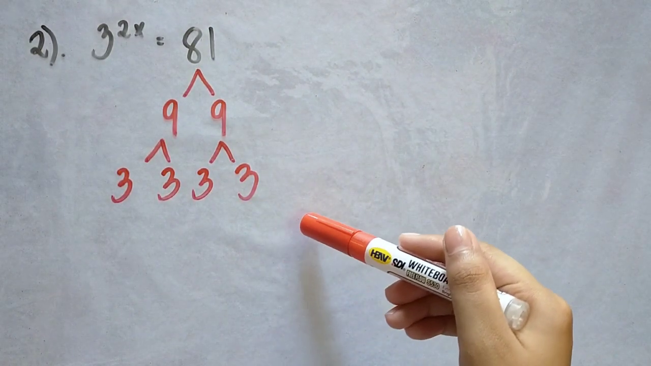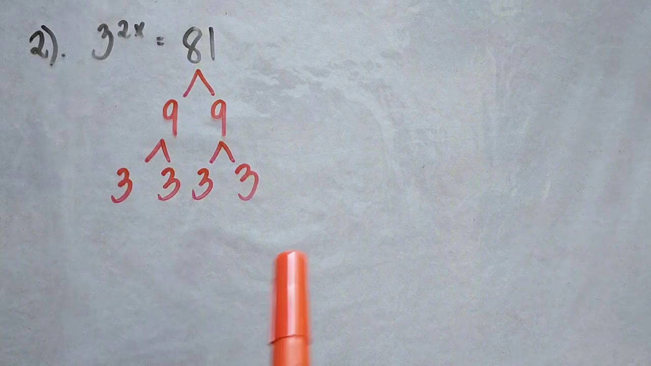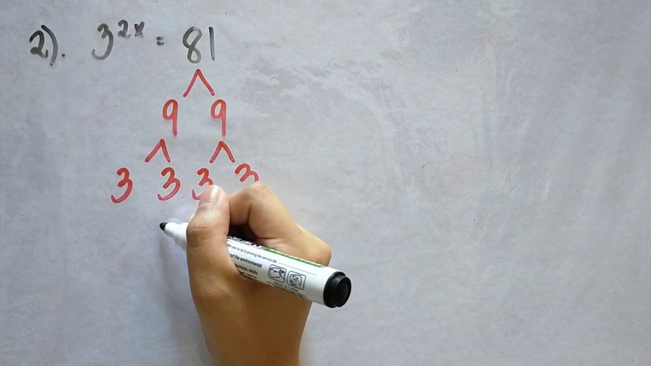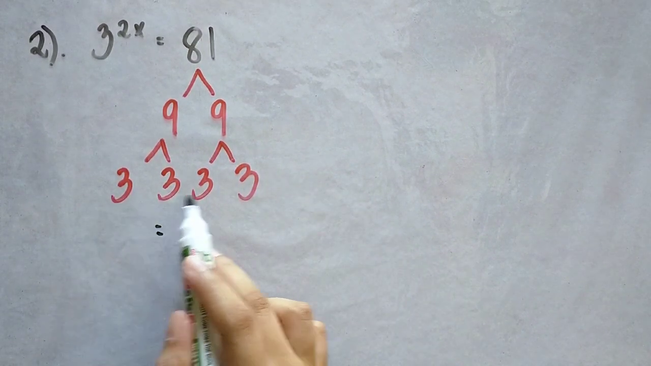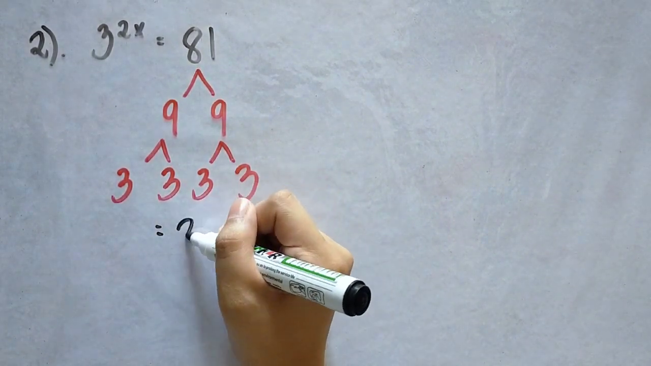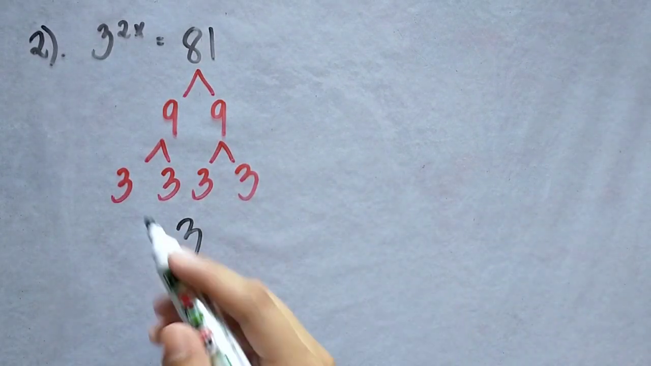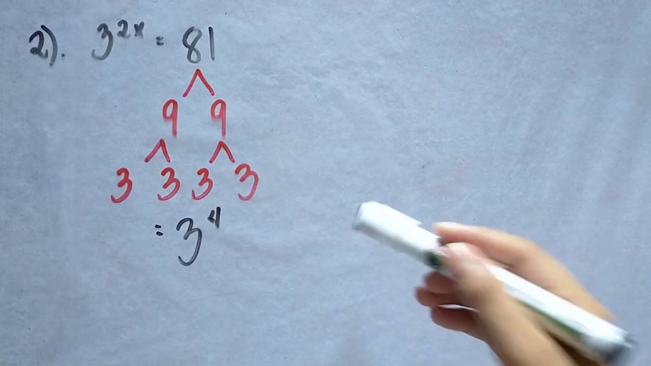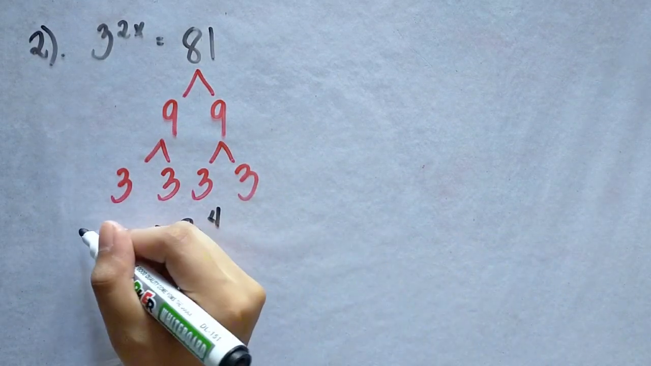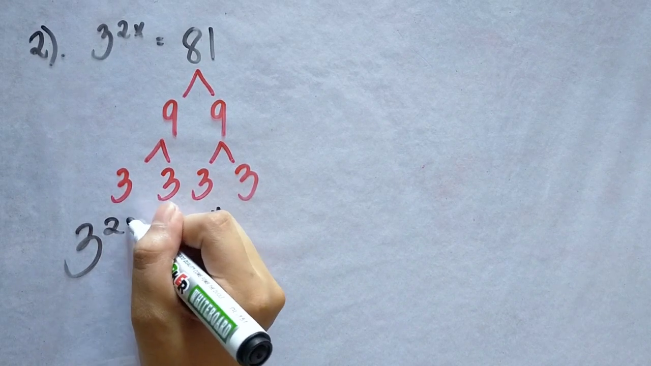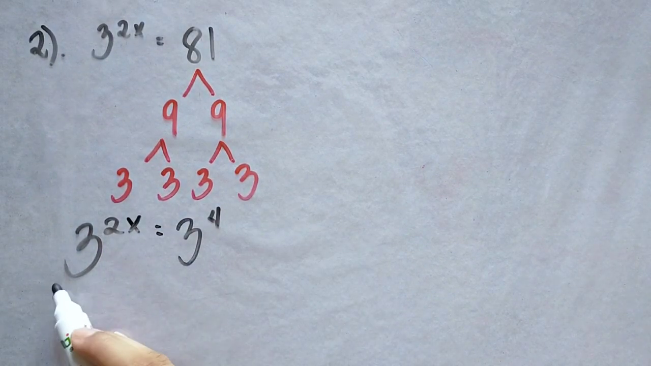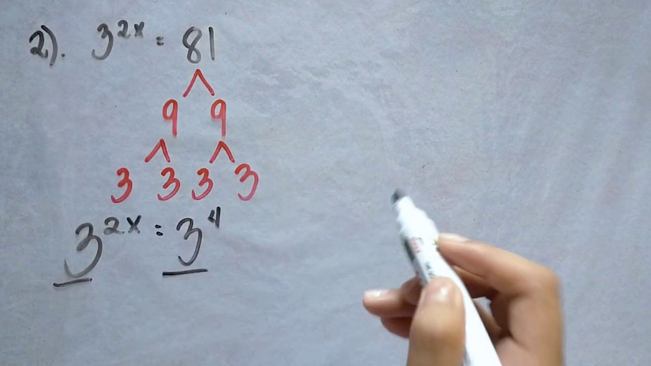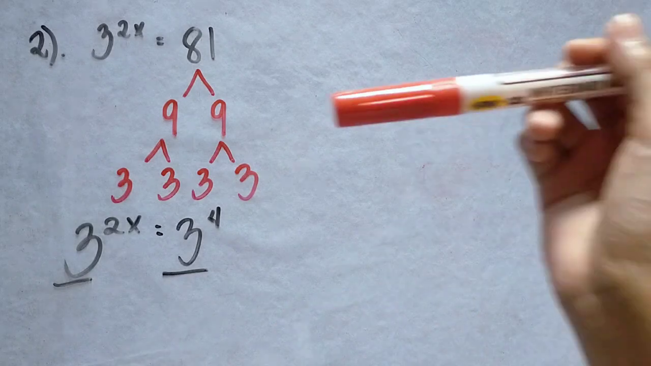Ngayong nasa dulo na tayo at hindi na natin pwede pang i-factor yung 3, gawin ulit natin yung second step na ginawa natin kanina. Tignan kung ano yung pinakamaraming amount, which is 3. Bilangin kung ilan sila, 1, 2, 3, and 4, para yun yung maging factor natin. Ngayon, bring down na natin to. 3 raised to 2x. Since same na sila ng number, pwede na natin pakialaman yung exponent nila. Again, I will be using red marker.